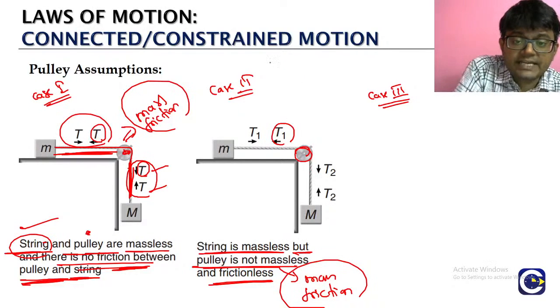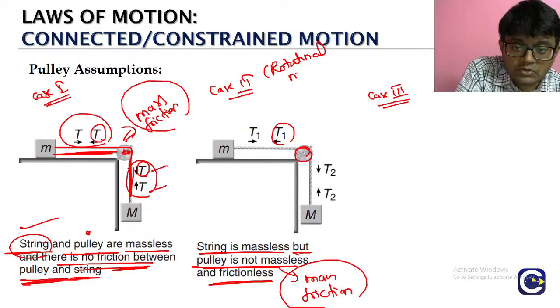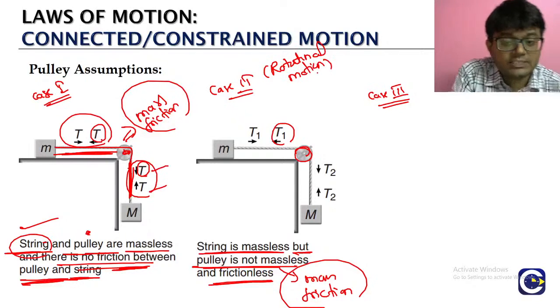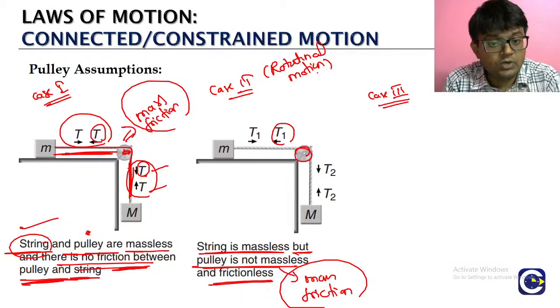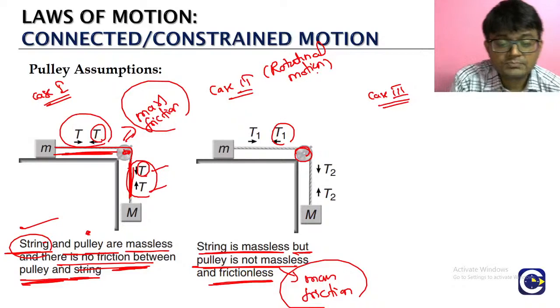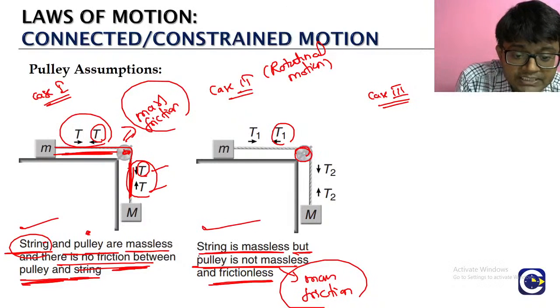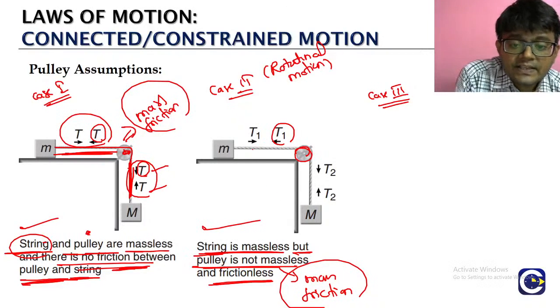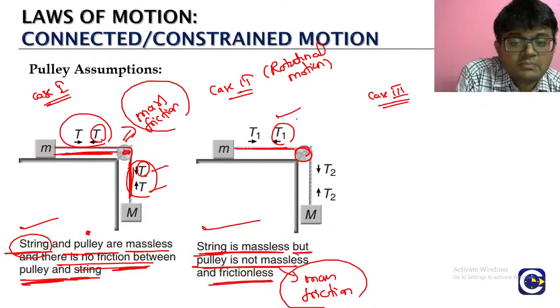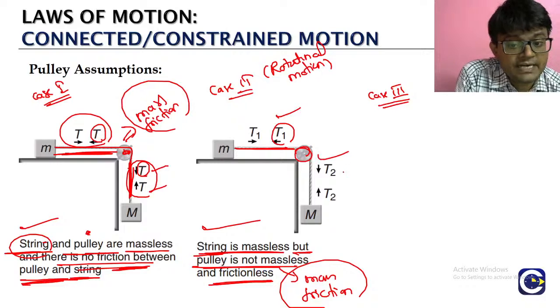This derivation we will see in the rotational motion chapter. We will not see the proof for these assumptions here. We will only be able to see the proofs when we go to the rotational motion chapter. But since the string is massless, the tension on the left side of the pulley we are marking as T1. It will be different from tension on the right side, T2.